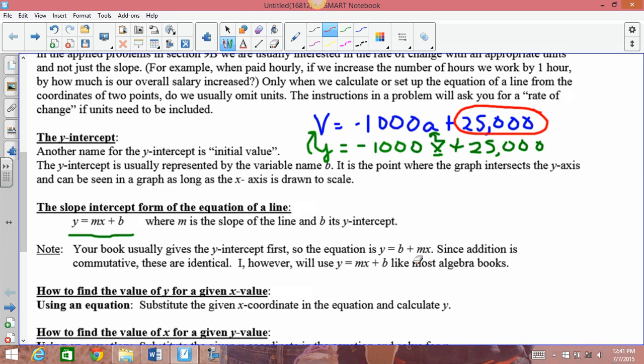To be honest, it's the only math textbook that I've ever seen write it that way. It's always been y equals mx plus b. So out of habit and what I've always known, and probably what you've always known as well, I'm going to continue with the y equals mx plus b format. Just recognize though, your book just swaps it around on you.